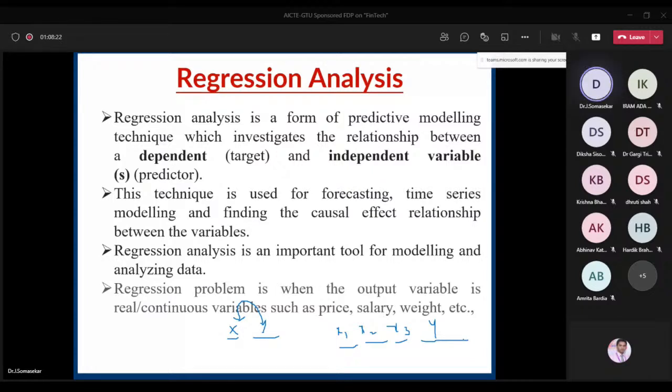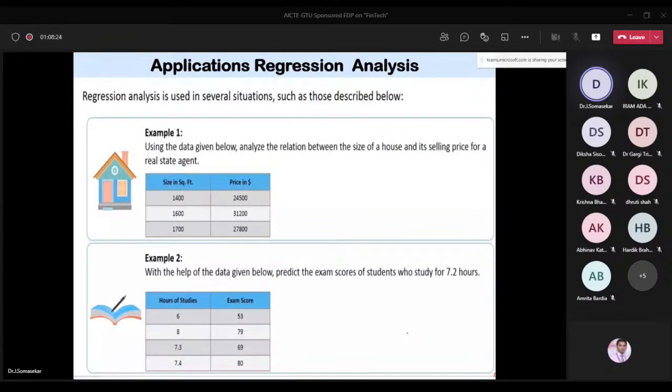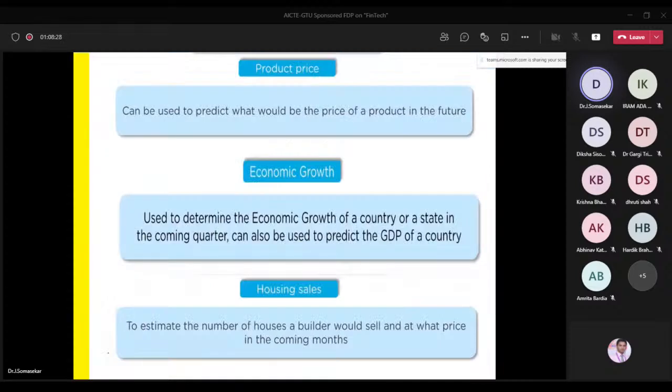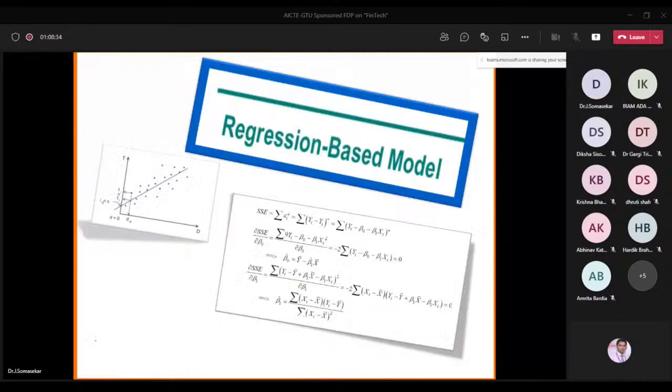So we have various applications of regression analysis, like house price prediction, how to predict exam score, economic growth, housing sales, and product price we can predict, and also Bitcoin price we can predict, etc. Now we have various types of regression models. By using that, we are looking for Bitcoin price prediction.